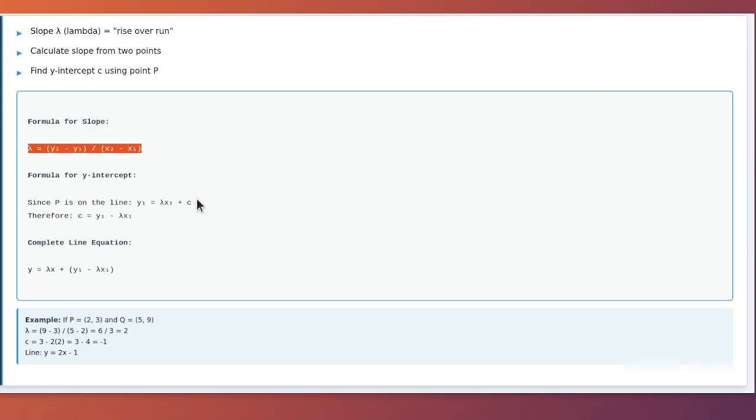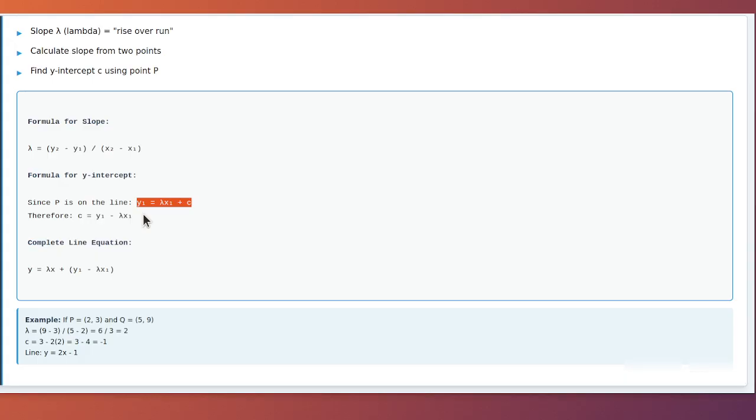Once we have the slope, we can find the y-intercept c by using the fact that point P is on the line. Substituting P's coordinates into the line equation, we have y1 equals lambda times x1 plus c, solving for c.